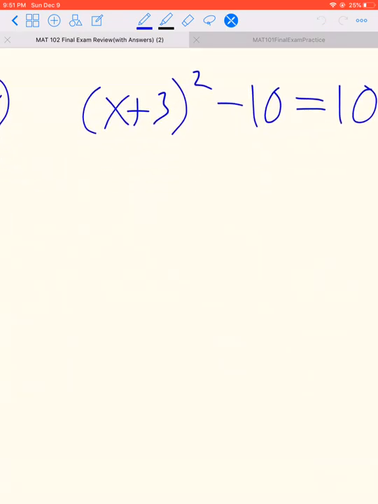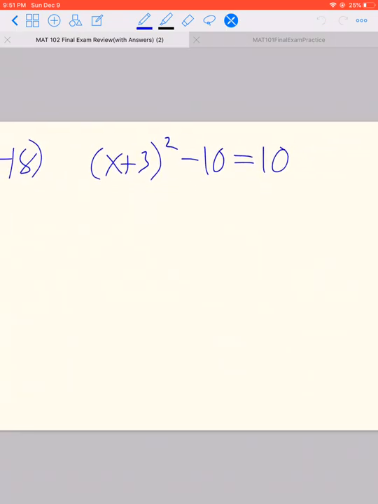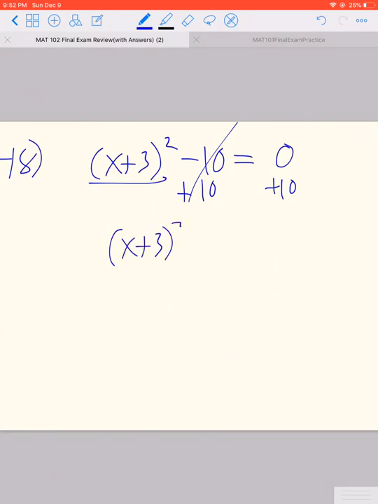In question 48, they want us to solve this quadratic equation, and this one can be solved using the square root property. We have a perfect square quantity, which is right here. We can isolate that by, first of all, adding 10 to both sides. And actually, this is a typo. This should be equal to 0, as it was written on the review sheet. So it's going to be plus 10, plus 10. That gives us x plus 3 squared equals 10.